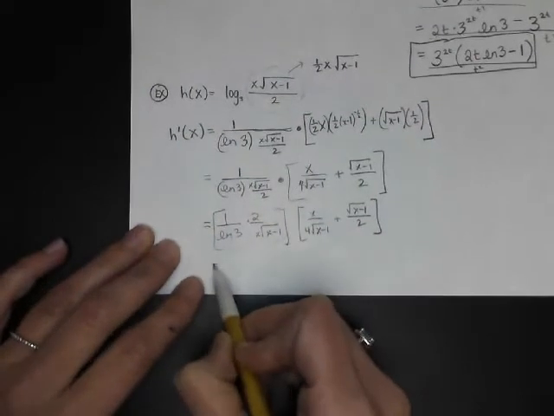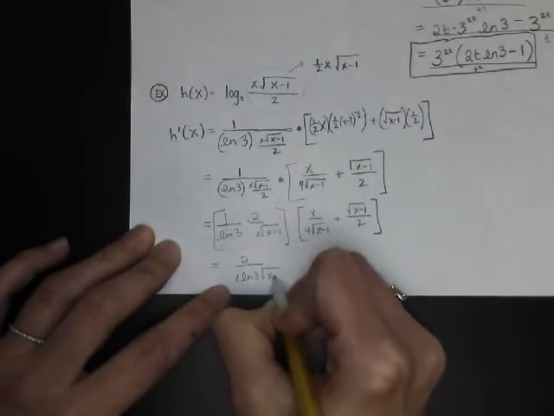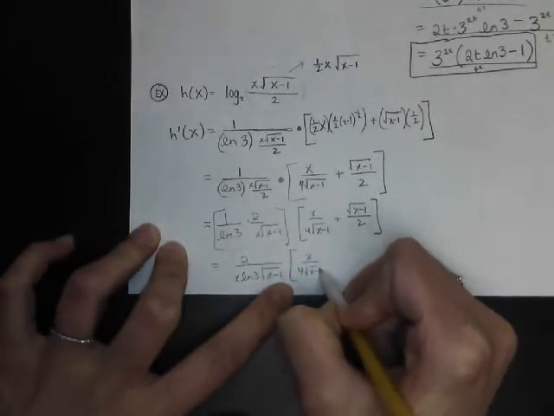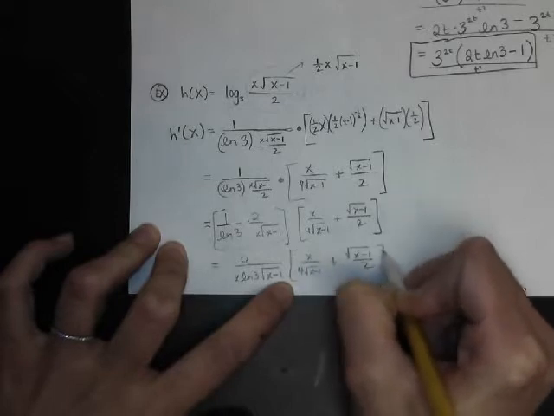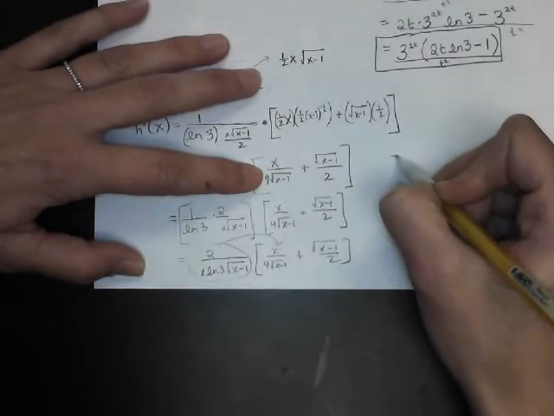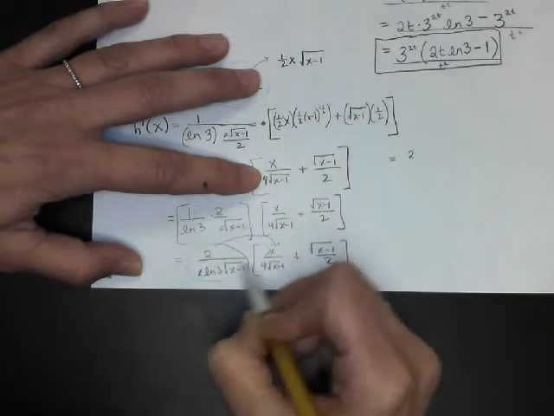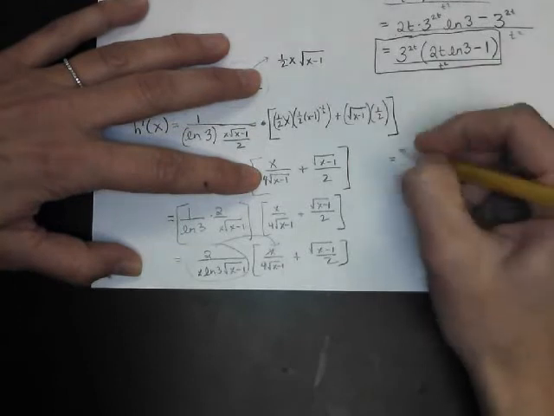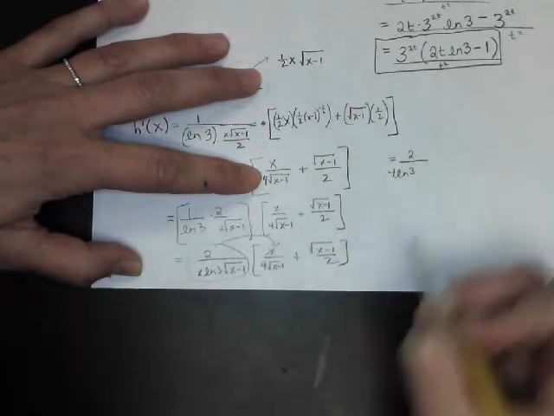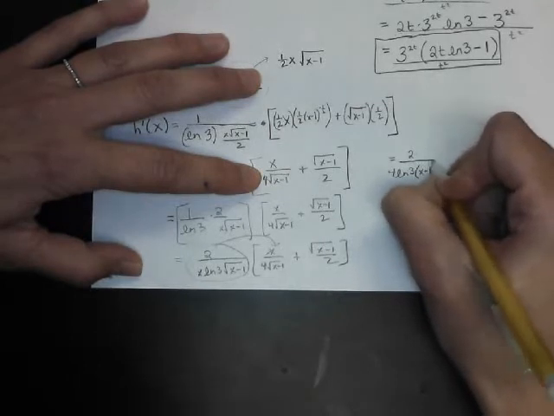And again, this can now be rewritten as a single fraction. So 2 over x natural log of 3 root x minus 1 times this binomial. And then I would distribute. So taking this times that will give me a numerator of 2x. Well, that x will cancel with that one. So 2 over natural log of 3 to 4, so 4 natural log of 3, and then the root x minus 1 times the root x minus 1 will just be x minus 1.